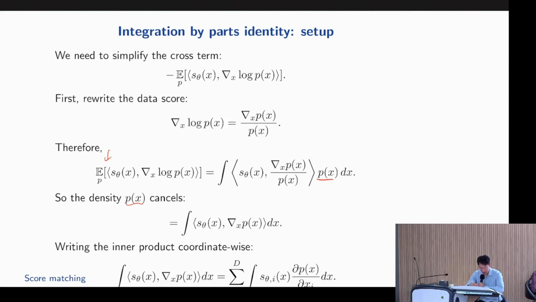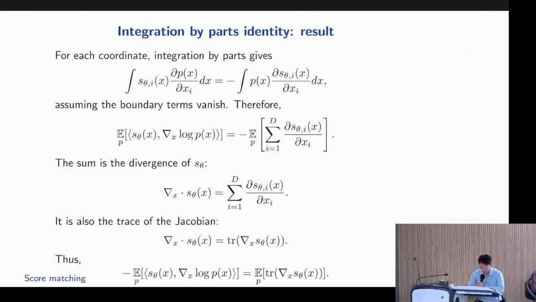So we can rewrite the inner product coordinate-wise. I'm going to take the summation sign outside the integral. So that's the sum over all the dimensions of the integral of individual dimensions of the score and its partial derivatives. Now let's look at this term inside the summation: the integral of a component of the score and its partial derivative. Then I'm going to apply integration by parts.